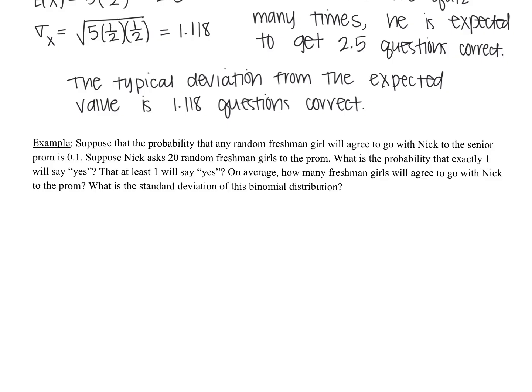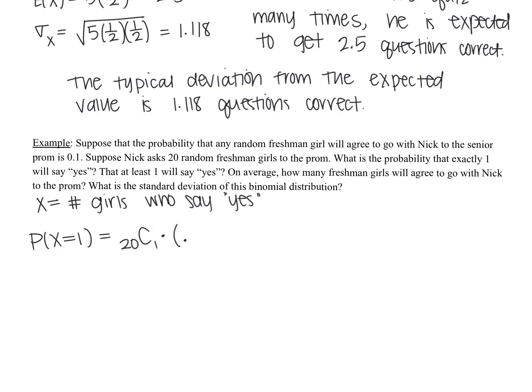So X here represents the number of girls who say yes. So we're going to start with the probability that X equals 1. So that's going to be 20C1 times, and then because the probability that someone says yes is 0.1, it's 0.1 to the first power times, so the probability that they don't say yes is 0.90, and that would be to the 19th.